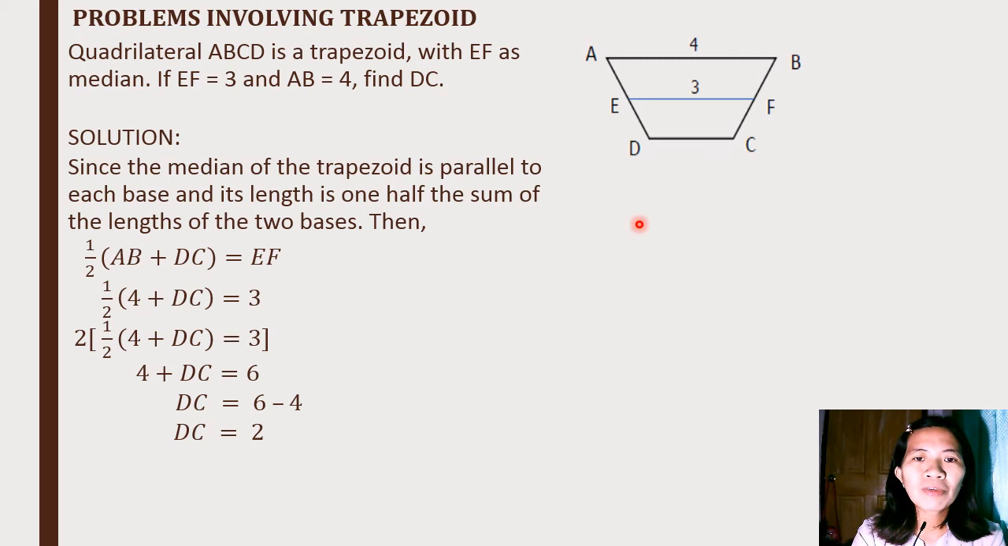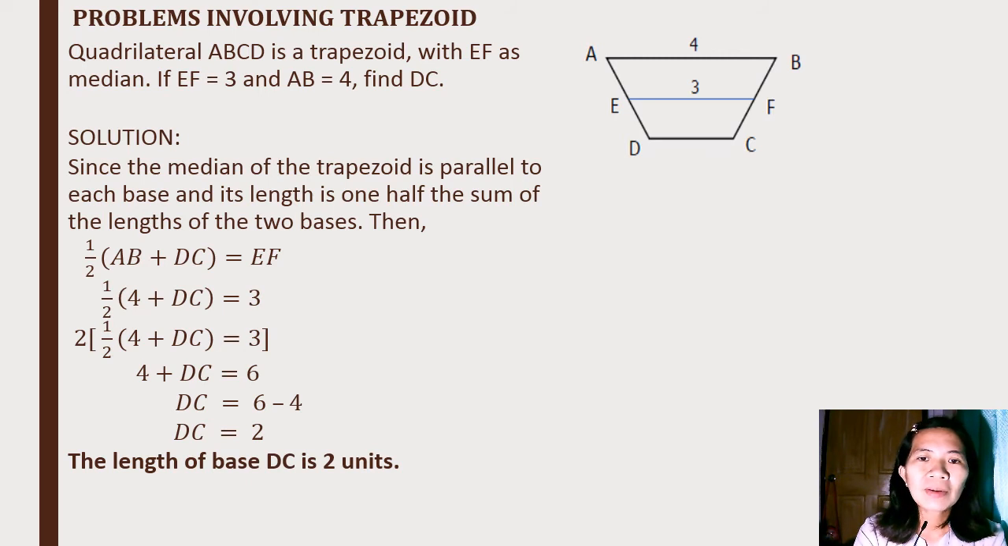If we are going to check, we add the bases. 4 plus 2 equals 6. 6 divided by 2 is 3. So that is the measure of the median of the trapezoid.